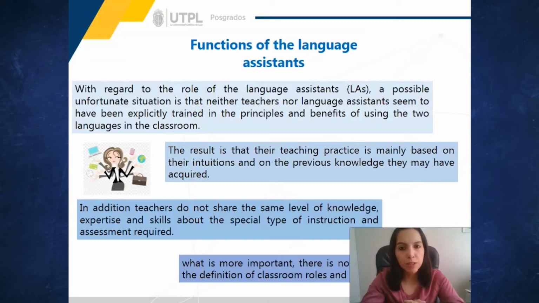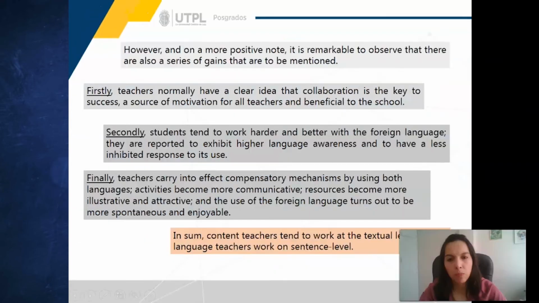The functions of language assistants are also important. Quite frequently, teachers report not being given consistent instruction and training on the practices that should be observed for effective co-teaching strategies. The result is that their teaching practice is mainly based on their intuitions and on the previous knowledge they have acquired, and not on real training. However, we need to mention that teachers know they have to work together in order to achieve a common goal, and we need to make changes in the way the content is taught and how it is learned.